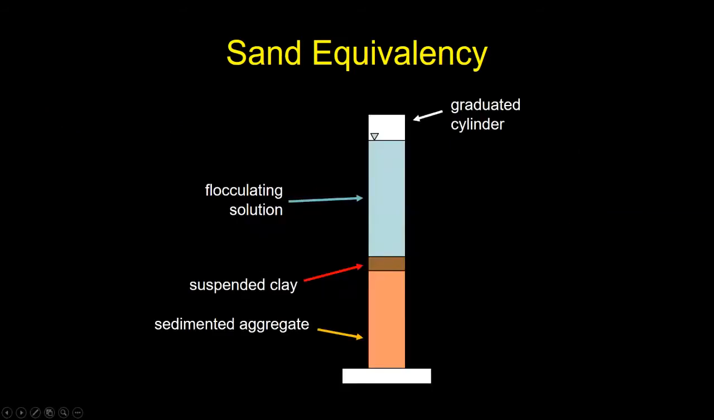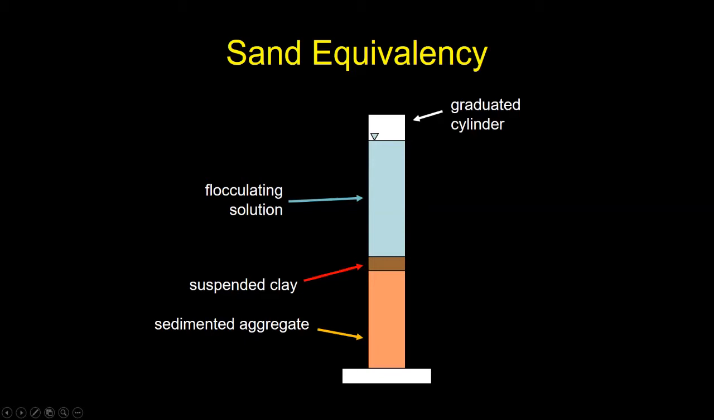So you've got your graduated cylinder, and then you have your aggregate. This is after you do the entire test. So after you do the test, you're going to have your sediment, which is your sand or any fine aggregate that you want to test. And then you're going to have suspended clay sitting on top of that, and then flocculating solution that hopefully will not have any suspended clay in it at all. You want it all to settle down.